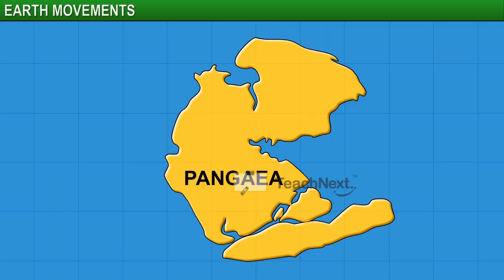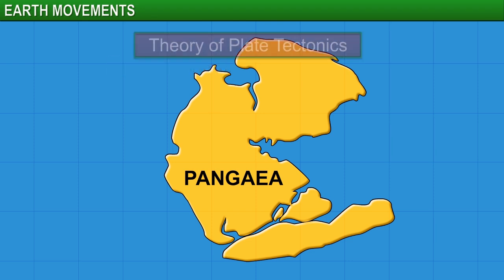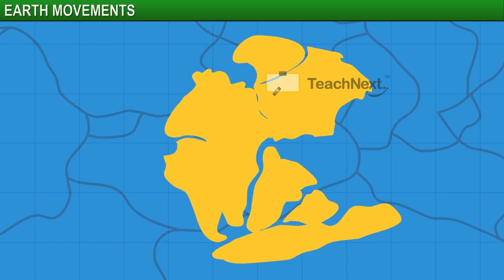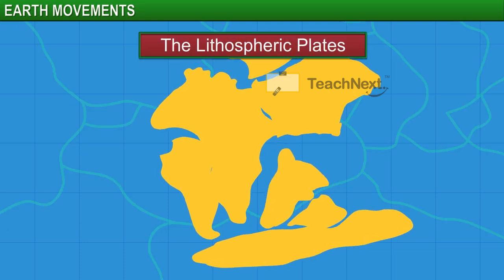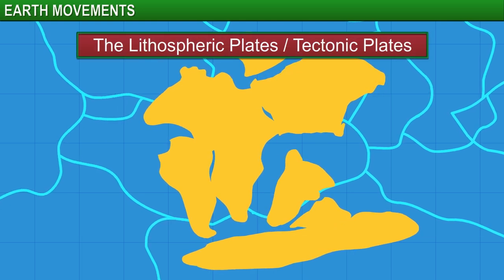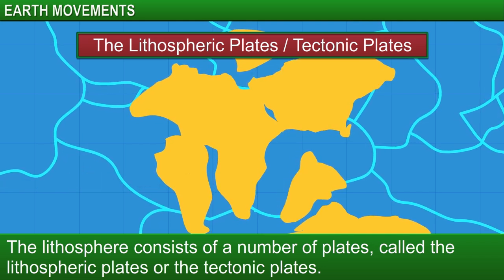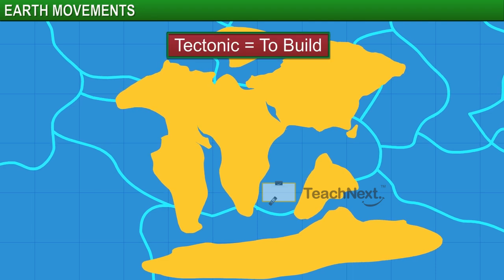But what caused the continental drift? In other words, why did the continents break up and drift away from each other? Another theory, the theory of plate tectonics, can answer this question. Let's look at the basis of this theory. The lithosphere consists of a number of plates called the lithospheric plates or the tectonic plates. The word tectonics comes from the Greek root to build.